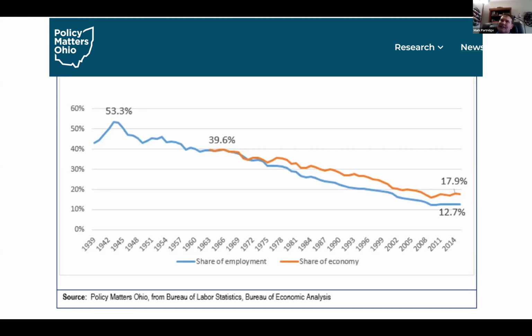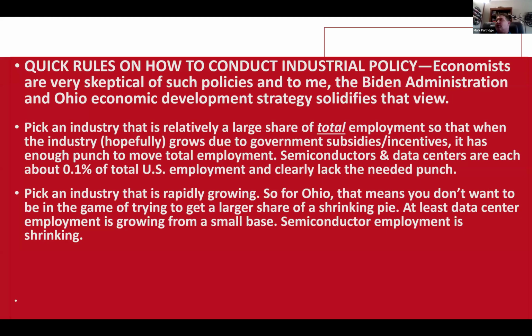And we're going to get into that with data centers, in that they target a small industry. So, quick rules on how to conduct industrial policy. That's the fancy word at the national level for targeting firms of the future. We heard that from the Biden administration. The Trump administration, though, does not like the term industrial policy. It's kind of attached to more left-leaning policies, but it's basically the same thing.